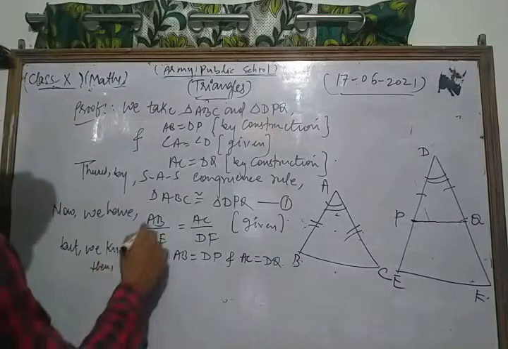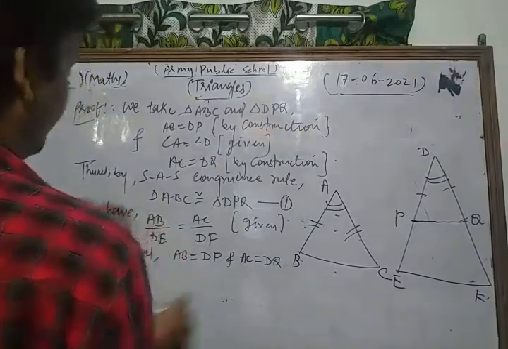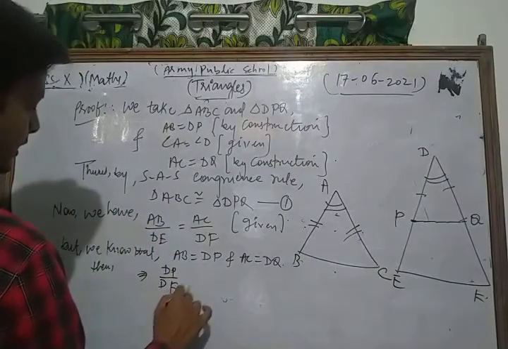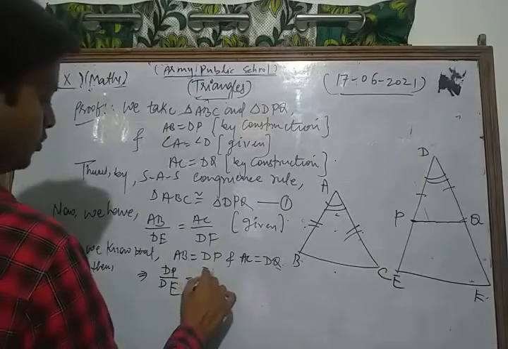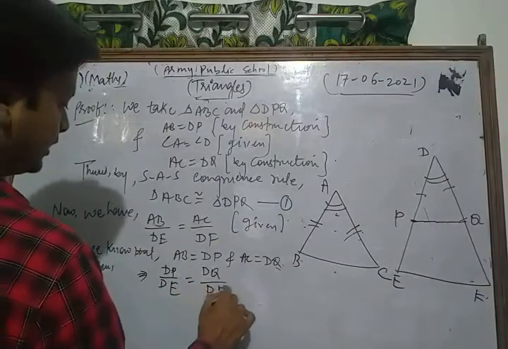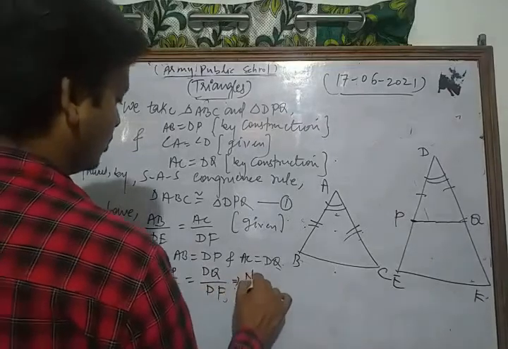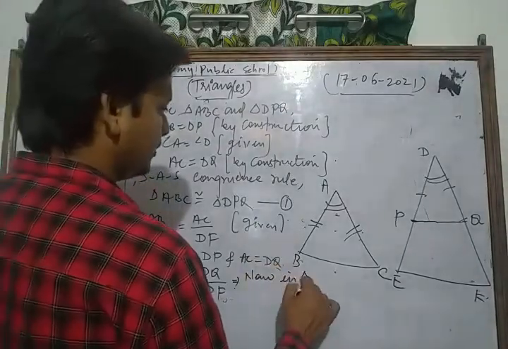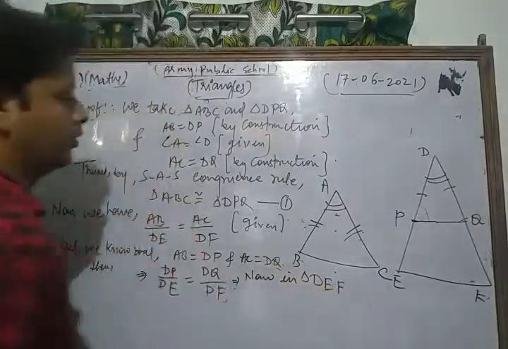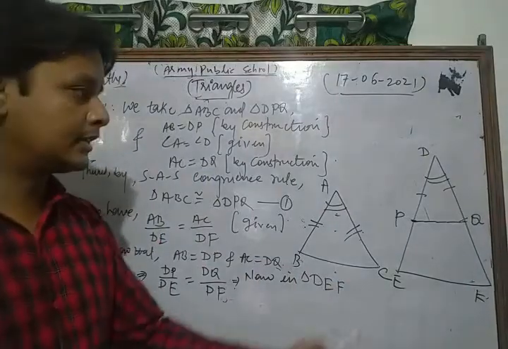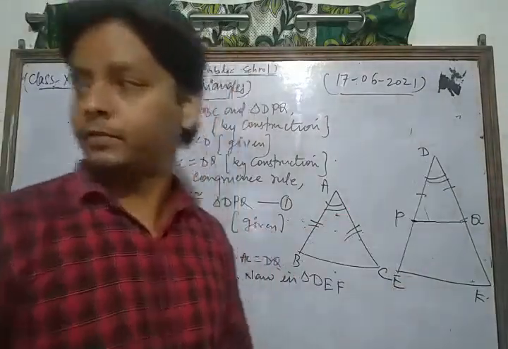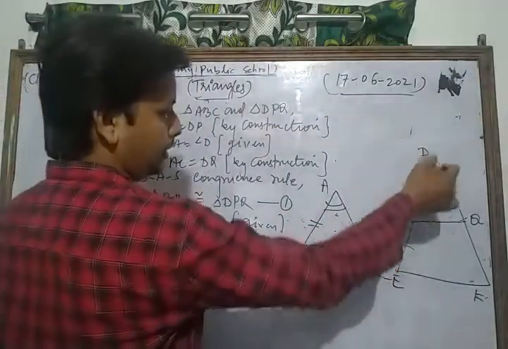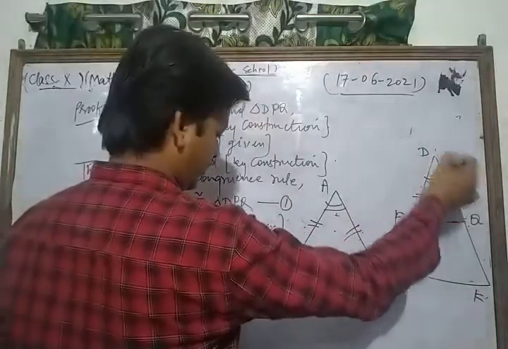Then by the above relation, we have AB as DP upon DE, as it is, and AC as DQ upon DF, as it is. Now let's see in triangle DEF. Now look, dear friends, in triangle DEF, DP upon DE is equal to DQ upon DF.